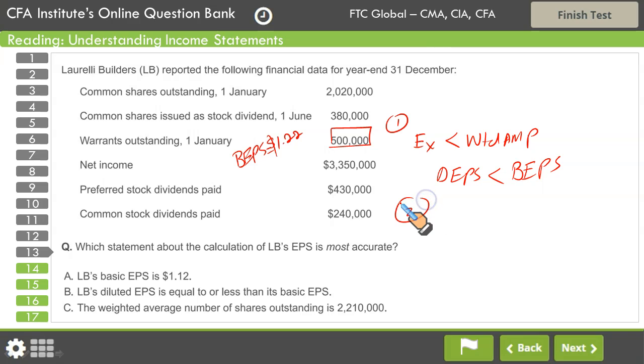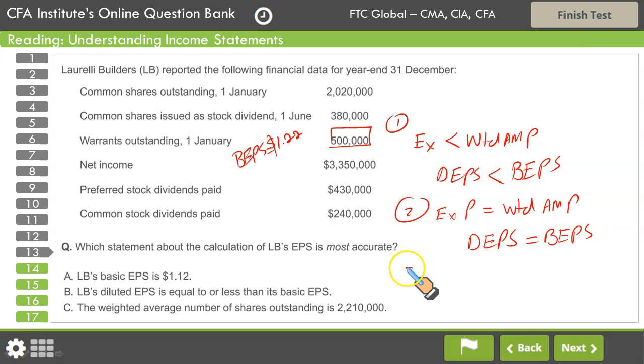Situation 2. If the exercise price of the warrants is equal to the weighted average market price, in this case, your diluted earning per share would be equal to your basic earning per share.